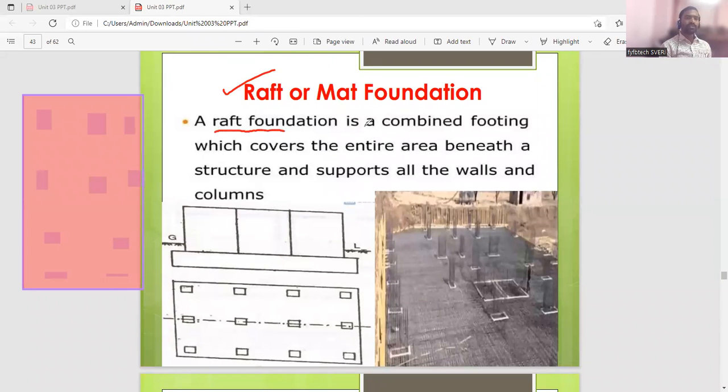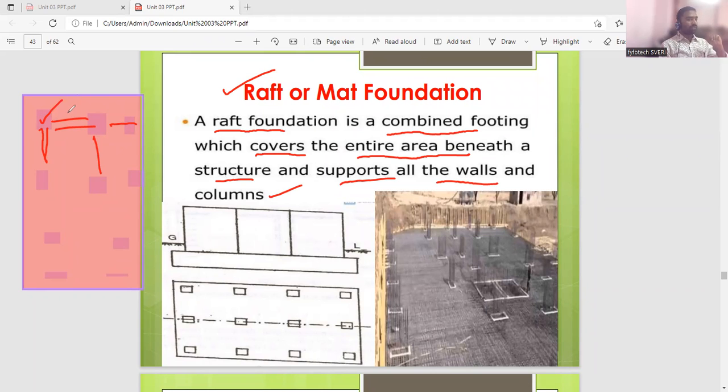A raft foundation is a combined footing which covers the entire area beneath the structure and supports all the walls and columns. There is a wall in between, isn't it? Correct? Wall is there? So the footing is provided for both columns and walls, and it is combined for all the walls and columns. Such a footing is called raft footing, or it is mat footing.